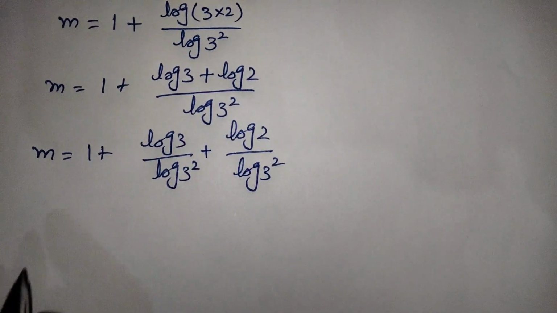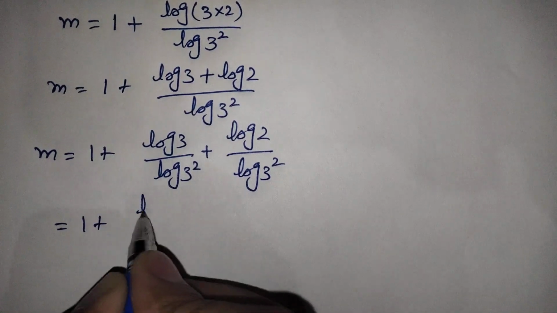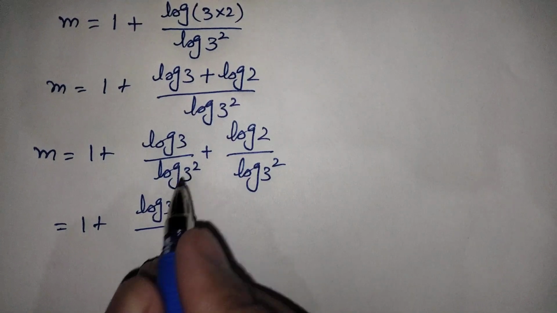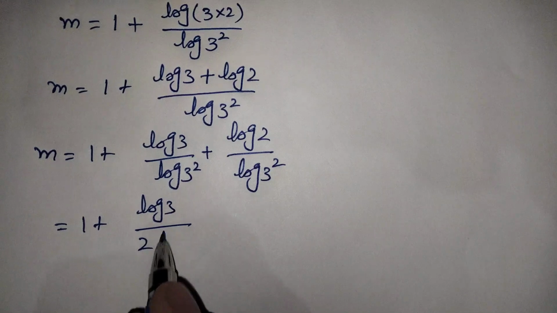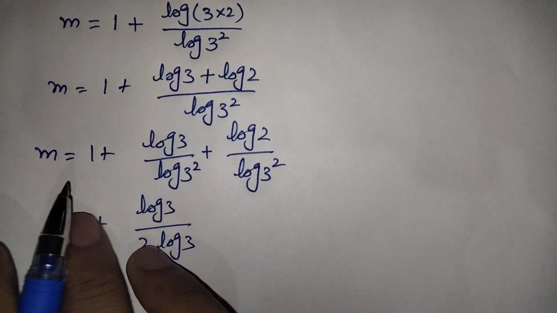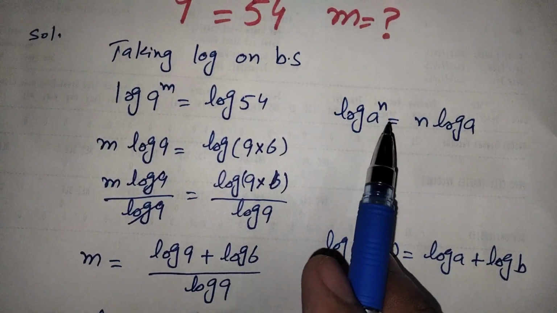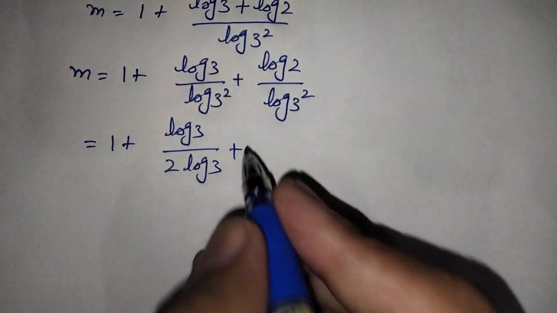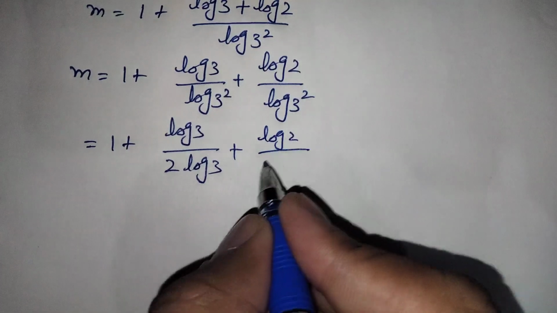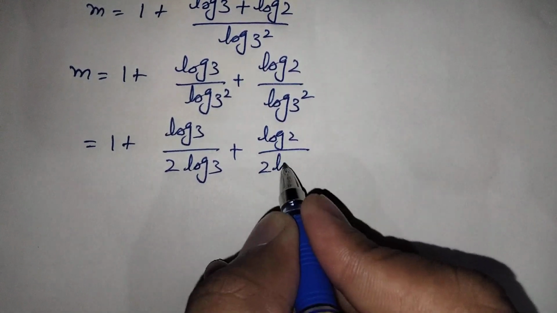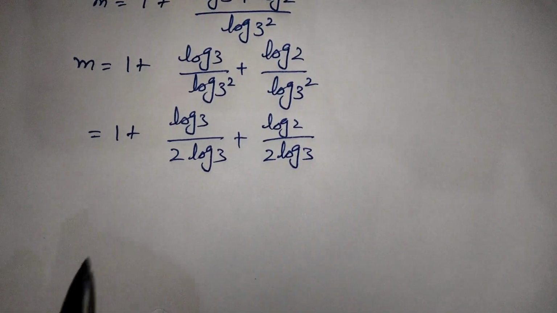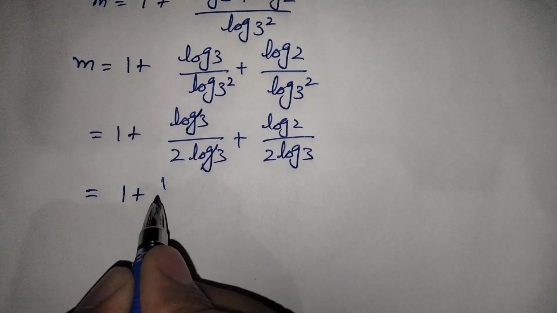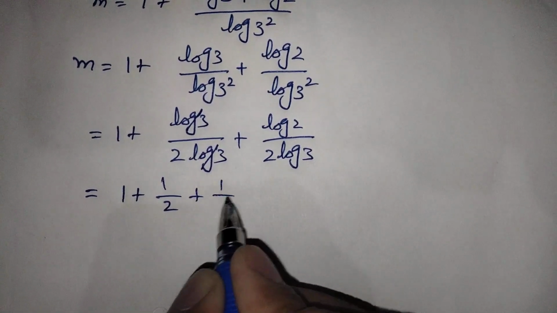Now we can rewrite it as 1 plus log of 3 over, this 2 will come in front and multiply with log of 3 by using the above logarithmic power rule, which is given as this. We rewrite this as, now log of 2 over 2 log of 3, again we will use the same formula. Now this log of 3 will be cancelled out with this log of 3 and we will get 1 plus 1 over 2 plus 1 over 2.